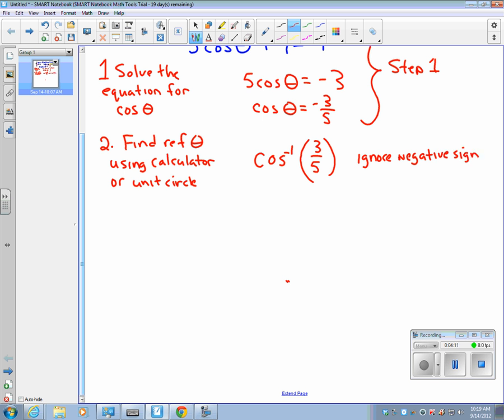Right? What did you get for an answer? So the reference theta equals 53.13, or what is it? 53.13. Okay, I knew there was that. And that's degrees, right? You get step 2. You did that last year, right? Now that you see it, bringing back memories. Okay.